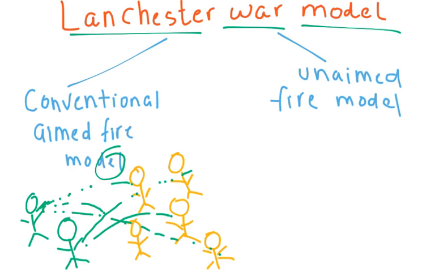In the unaimed fire model, which is the exact opposite of the conventional one, a shooter fires upon an area in which the enemy is presumed to be. So let me explain this again. Here we have the green army and the yellow army.